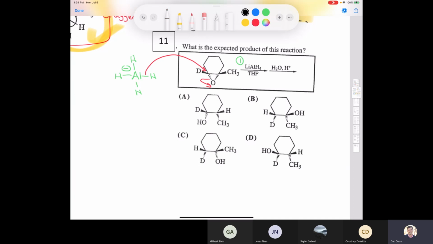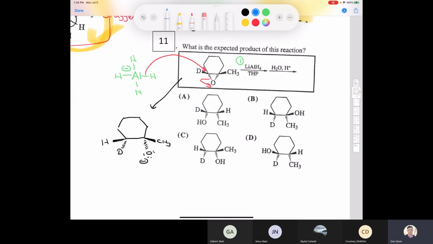Now I'm going to draw what you would get after that step. You'd end up with something that looks like this. Here's my 6-membered ring. Now my oxygen is going to be down here. It's going to have a negative charge. My methyl group is up like this. But since the hydride came in from the top, the deuterium is going to be pointing down like this, and my hydrogen from my hydride is going to be up on top like this.